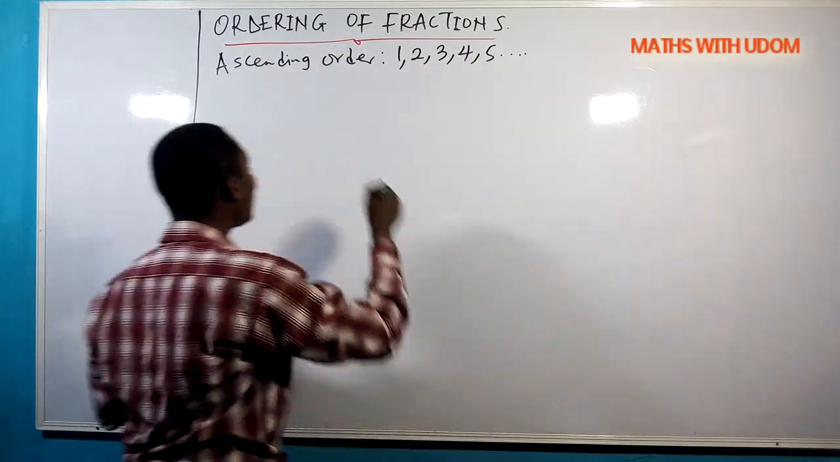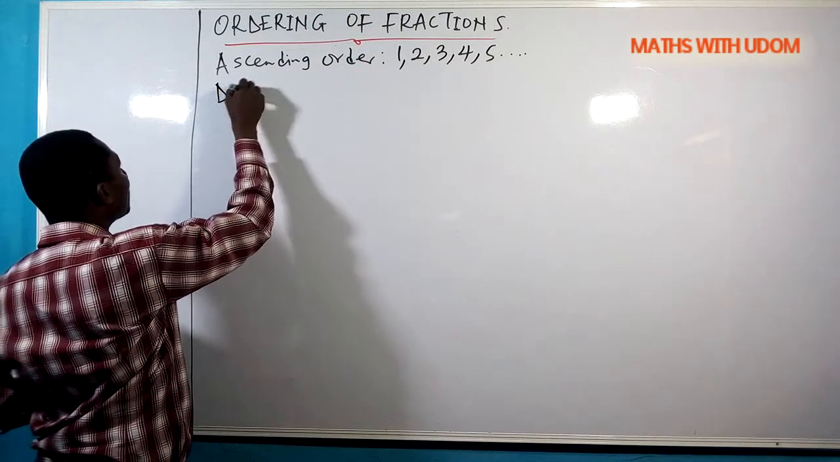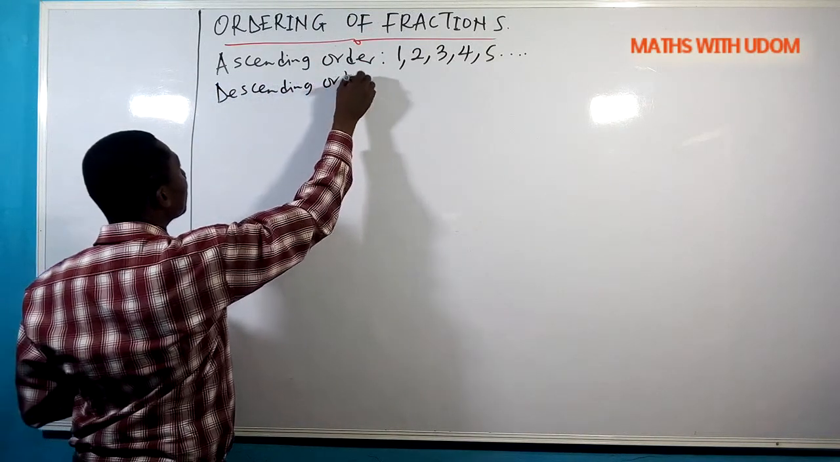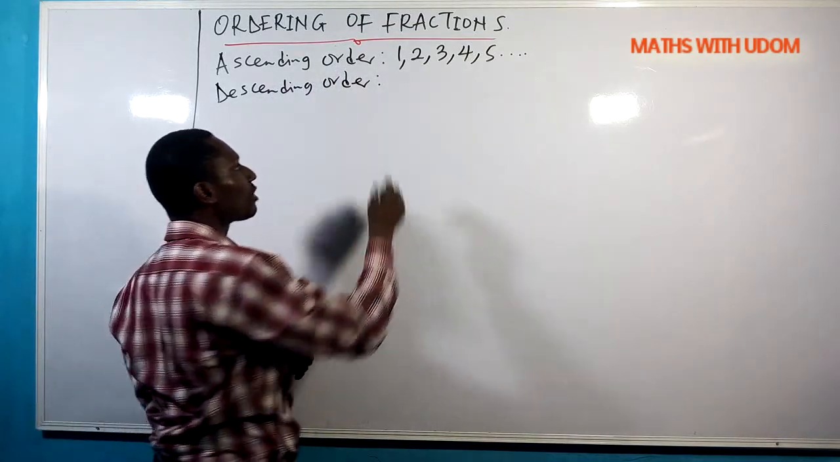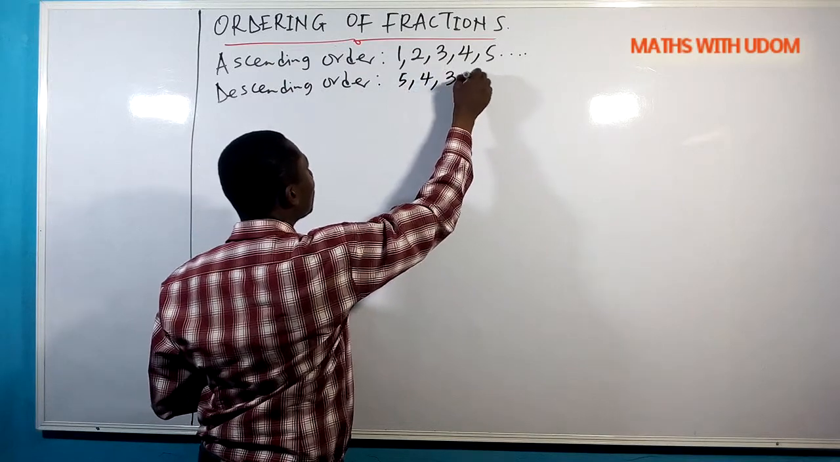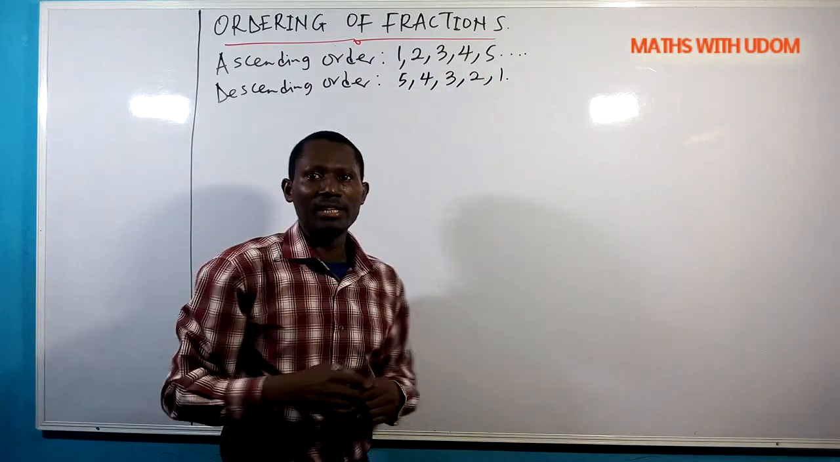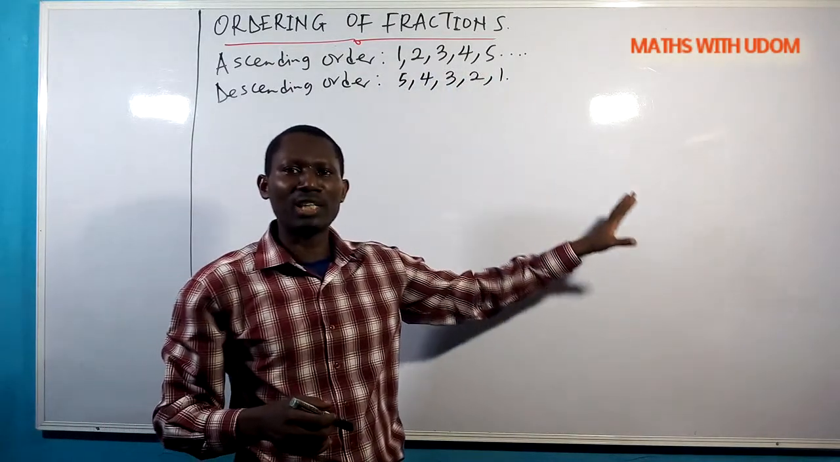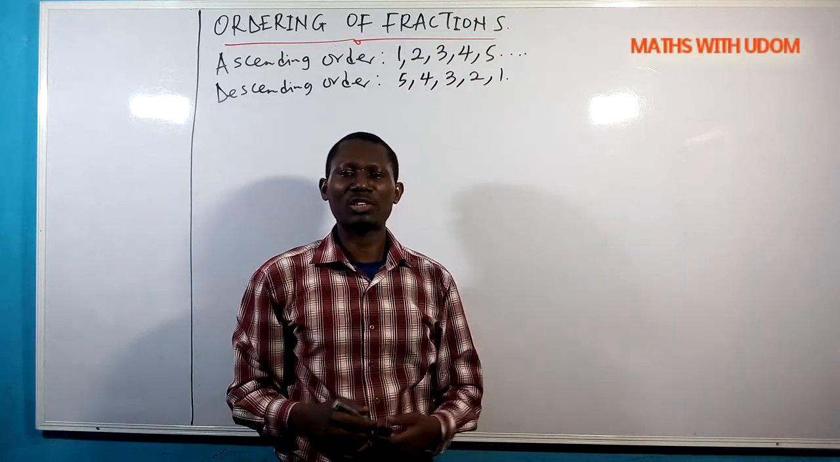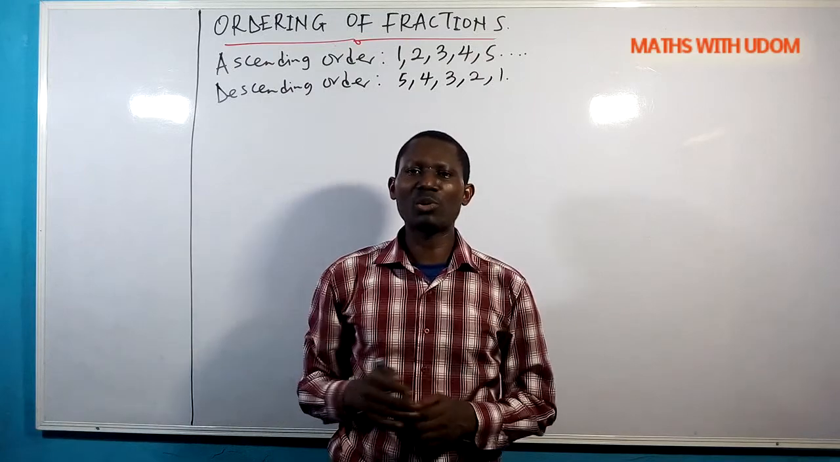While descending order, what does that mean? It means from higher to lower. Let's say 5, 4, 3, 2, 1. Okay, it means it's going down, it's dropping gradually, reducing in numbers. The same thing can be likened to fractions. We can arrange fractions also this way.